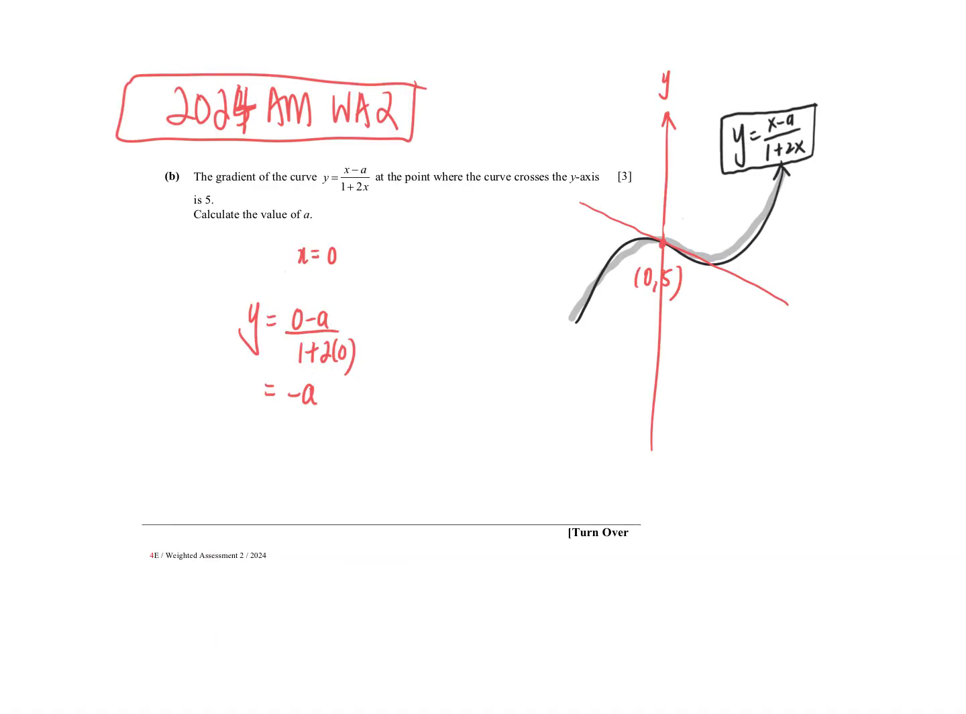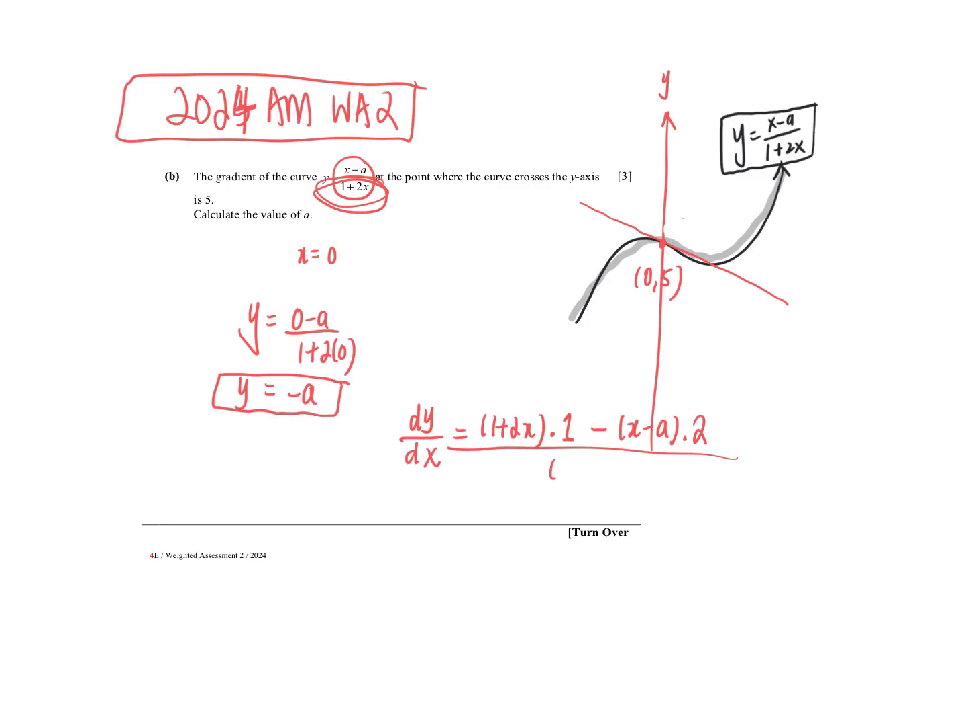So this is minus a. Your y value is minus a. So before you can get there, you need to go back to your dy dx. So you either use quotient rule or you use product rule to help you. So if you are using quotient rule, you bring bottoms up, multiply by differentiation of the top, subtract x minus a times the differentiation of this, which is 2, over the whole thing square.